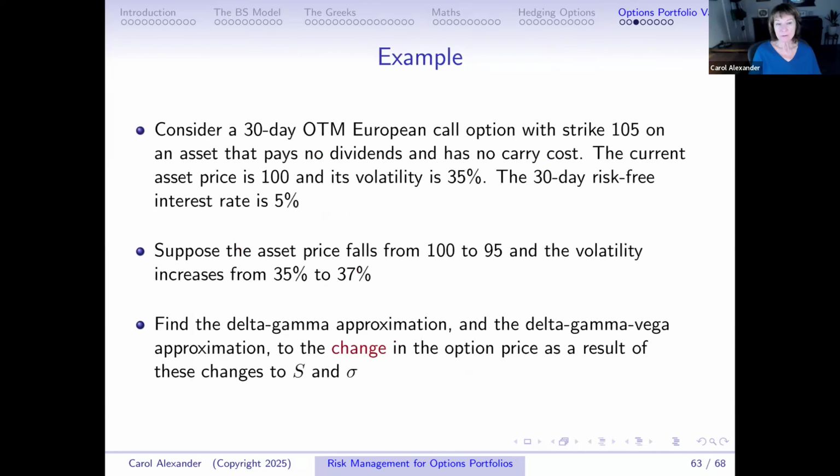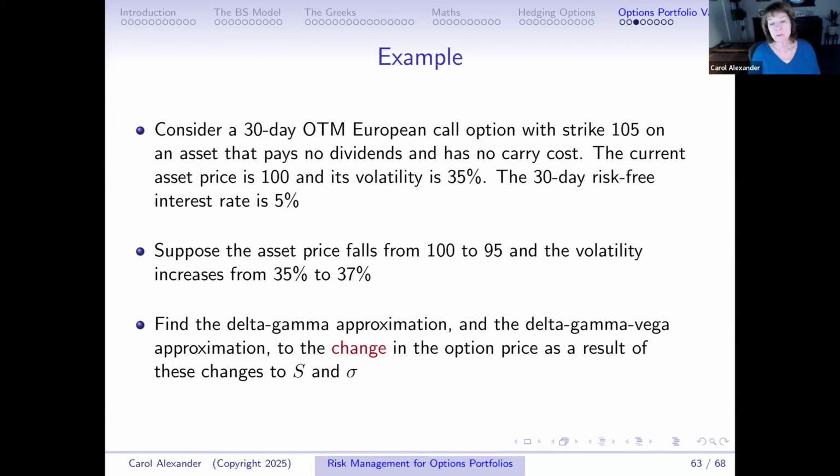So numerical example first. Consider a 30-day out-of-the-money European call option with strike 105 on an asset that pays no dividends and no carry cost. Okay, so the y is 0. Current asset price is 100, its volatility is 35%. The 30-day risk-free rate is 5%. We had this before in our previous example, but of course we can change anything in the Excel spreadsheet.